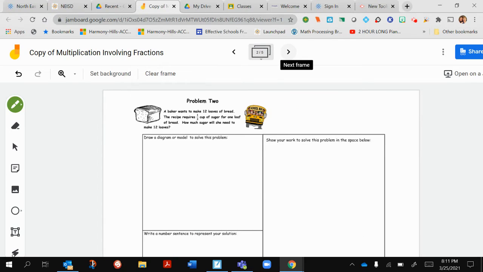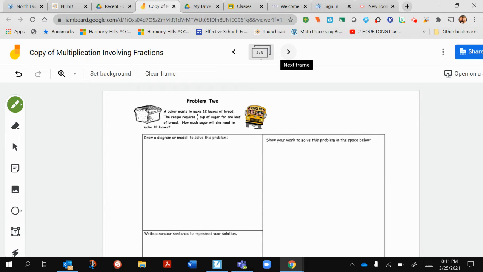This next problem reads, and it's so small, I need to go through. It says that a baker wants to make 12 loaves of bread. The recipe requires 1/3 cup of sugar for 1 loaf of bread. How much sugar will I need for 12 loaves? Oh my gosh, with these big numbers again. All right, so we're looking at drawing a diagram.